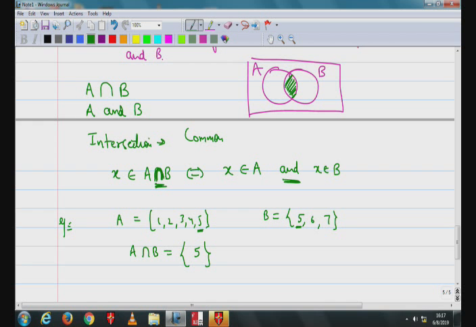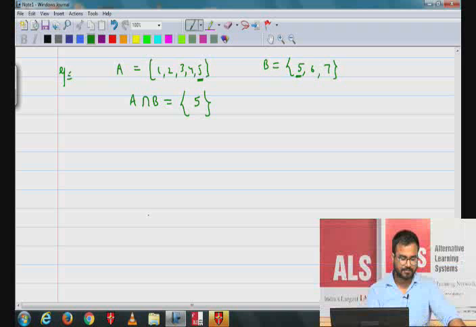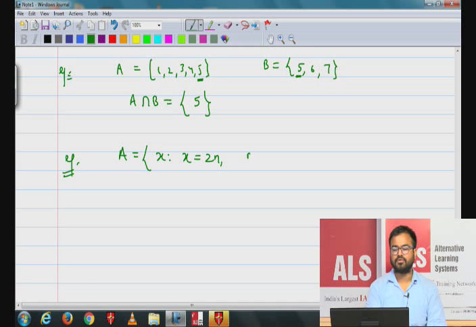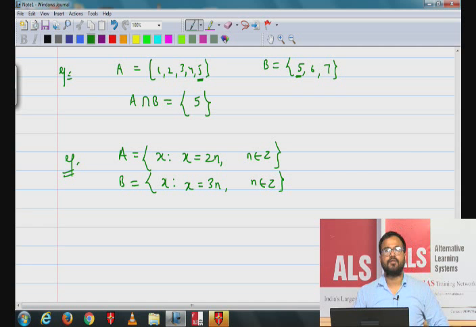Okay, that's good. Now, suppose we take one example. Let's say A is the set of all x such that x is equal to 2n and n belongs to integer, and B is the set of all x such that x is equal to 3n and n belongs to integer. This is given, the set builder form is given.